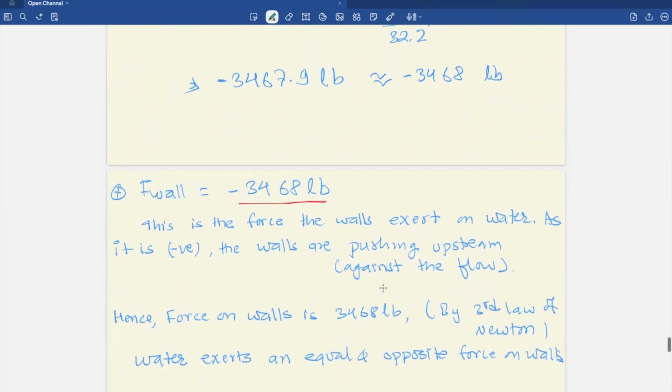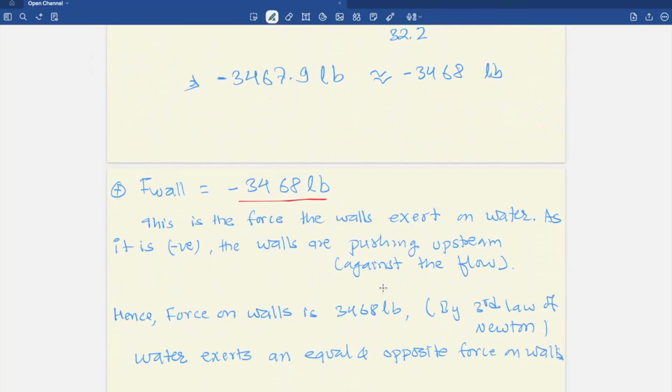And here the sign convention matters. If you assume wall force is positive in the downstream direction and get a negative answer, the force is actually upstream. Always state both what the walls do to the water and what the water does to the walls. And you might get confused on this, so you need to take care about this.